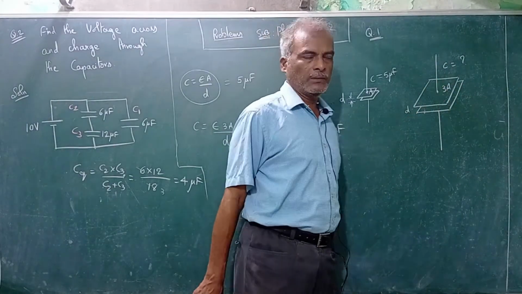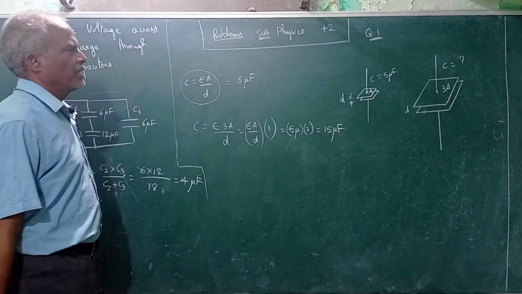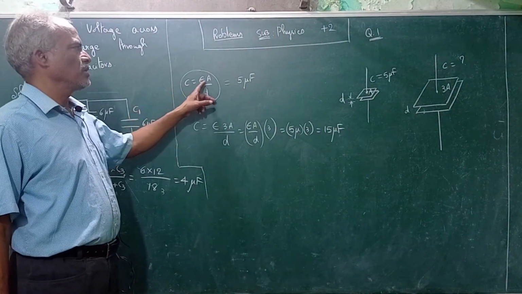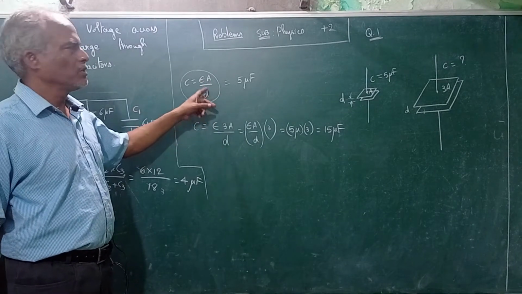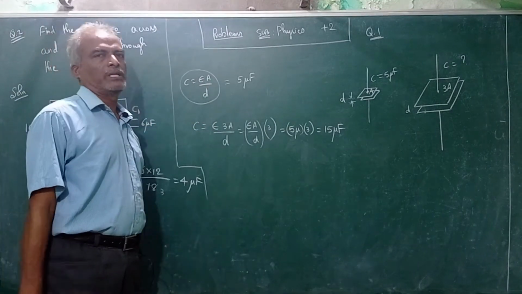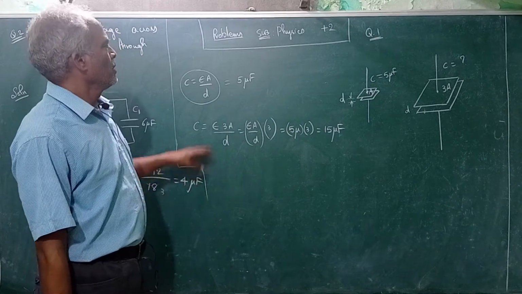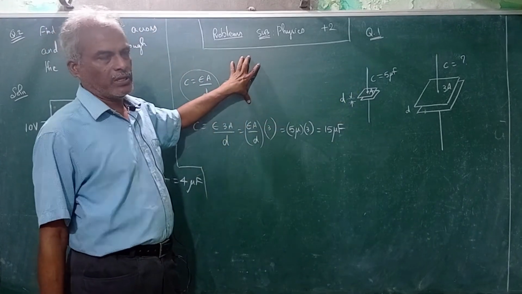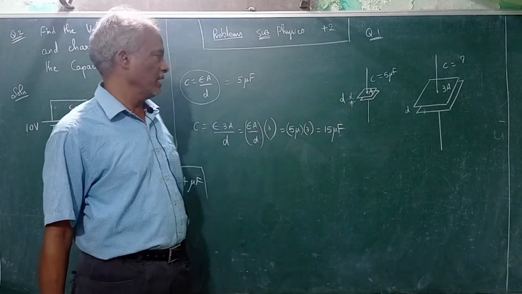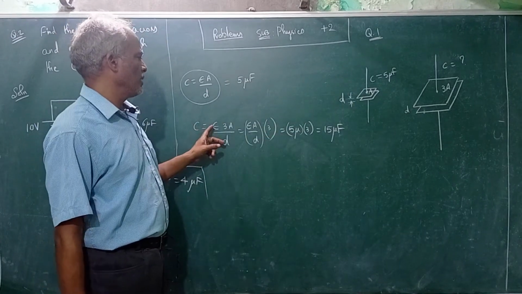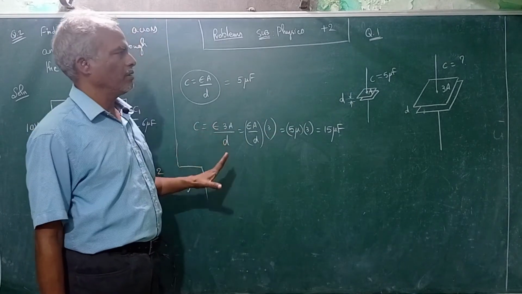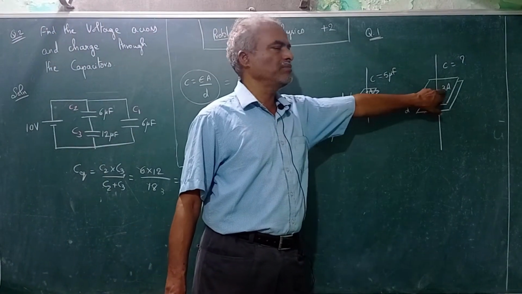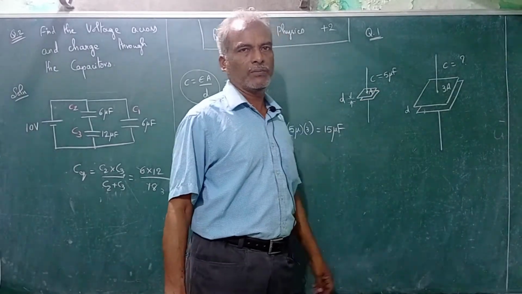We know the formula for capacitance, which is C is equal to epsilon A by D, where epsilon is absolute permittivity. So here in the first case, the value is given as 5 microfarad. Now we will move on to the second case. Second case is what? C is equal to epsilon A by D, but now the area is 3 times the area of the plates.